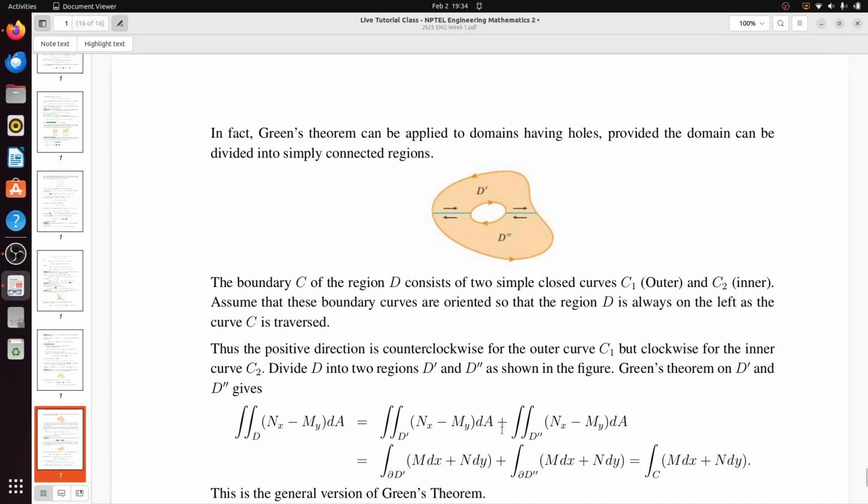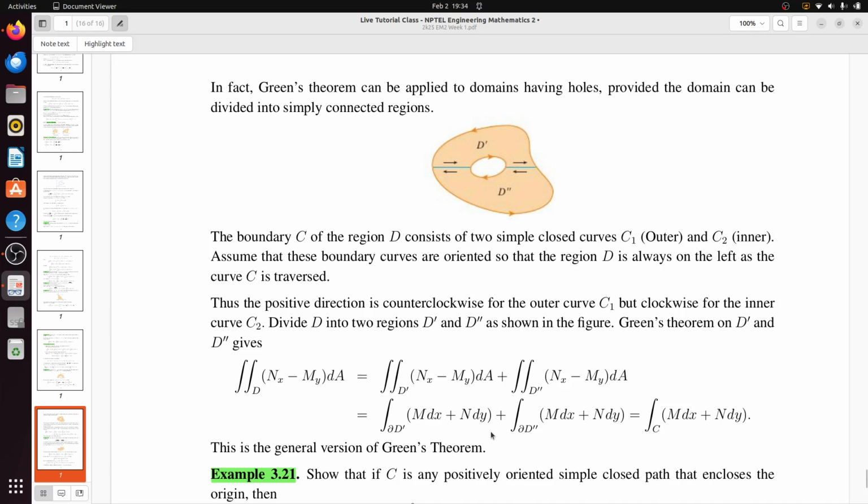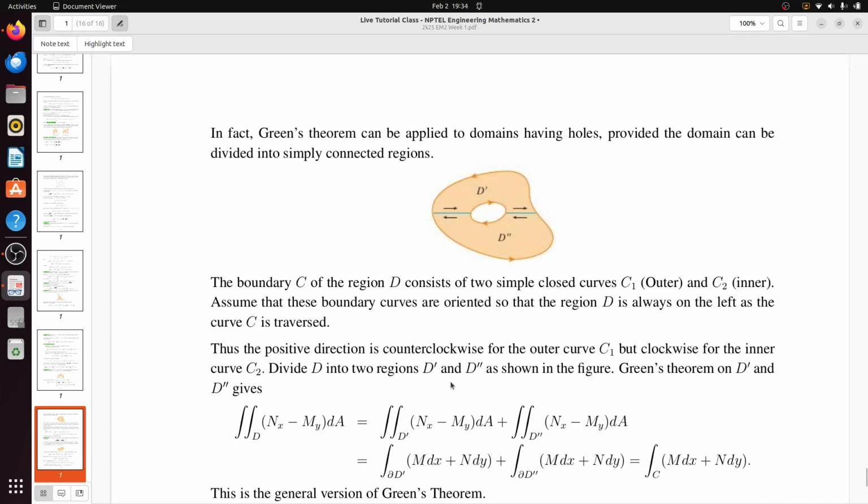I am giving 1 to 1.5 minutes, 1 to 2 minutes. Just read this statement, that what is the theorem trying to say. Then I have one problem for you. We will discuss that problem, and then we will today finish our class.